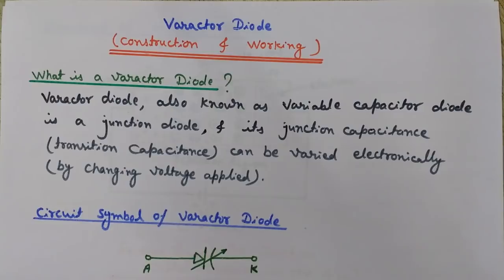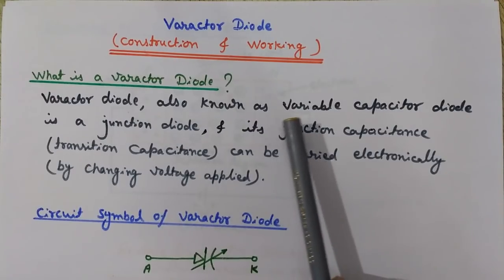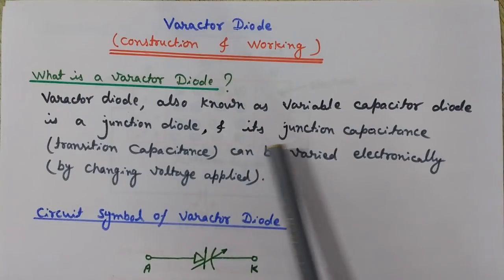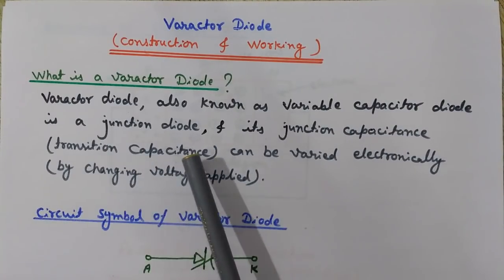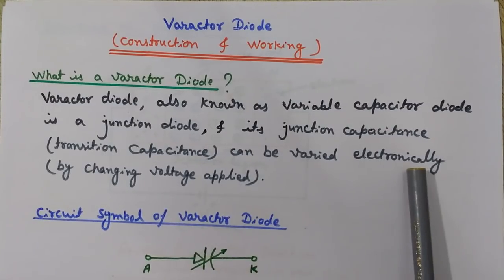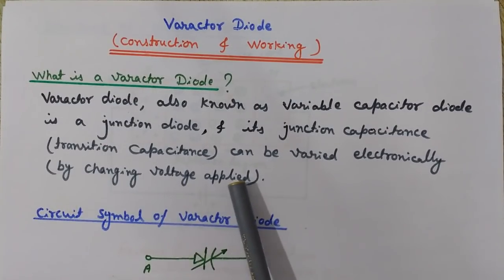Because it acts as a variable capacitor, we can change the capacitance of this diode by changing the reverse voltage applied across its junction. So the Varactor diode, known as a variable capacitor diode, is a junction diode, and its junction capacitance, also known as the transition capacitance, can be varied electronically, that is by changing the reverse voltage we apply here. We will see its construction and working in detail in this lecture.